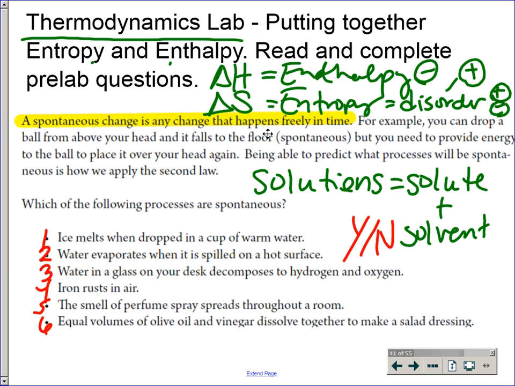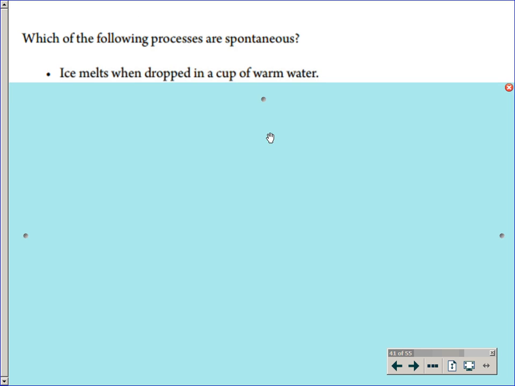Think of carbon. In high pressure conditions and high temperature conditions, what eventually happens to carbon? It forms diamonds. It's not happening overnight, right? That would be really cool, but it's not. But it is a spontaneous process. So keep that in mind.